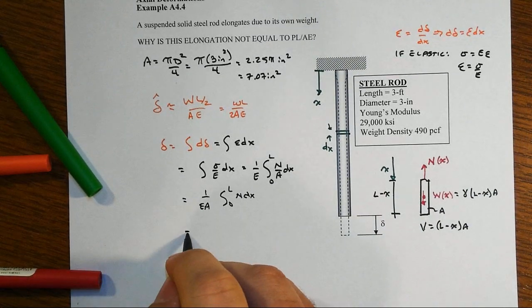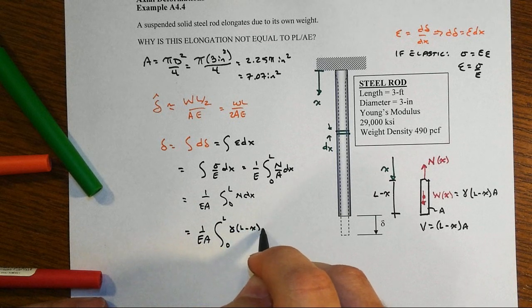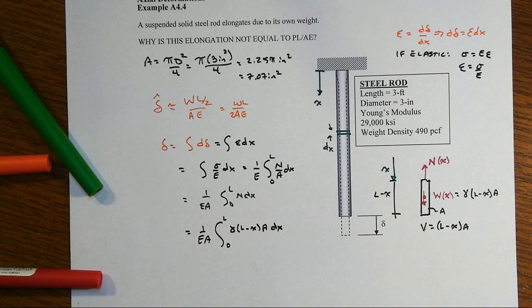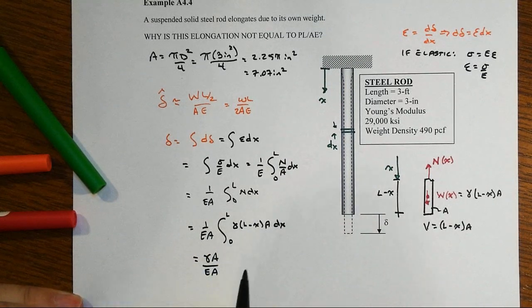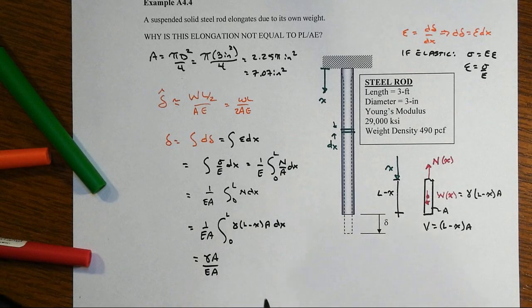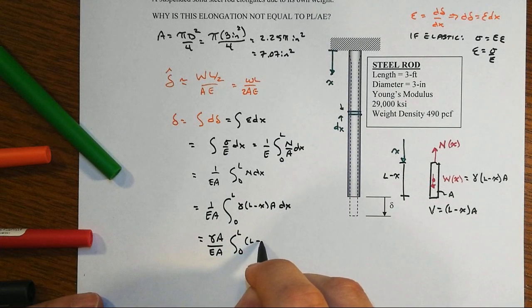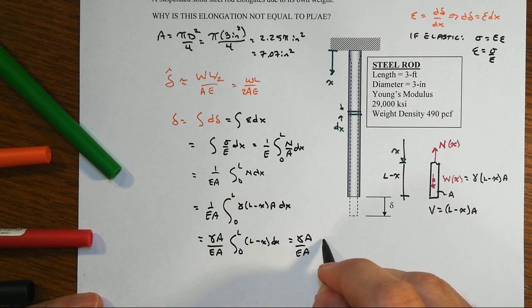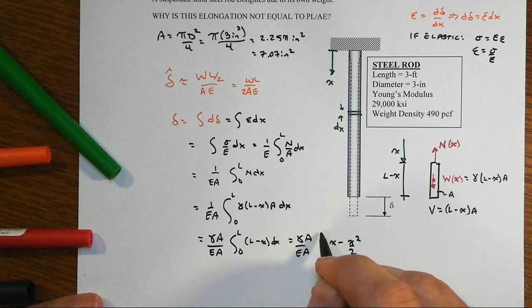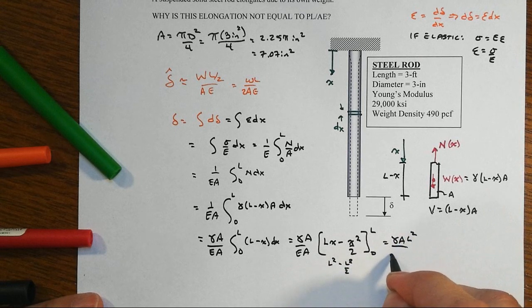And so now we've got 1 over EA, integral from 0 to L, of gamma times L minus x times A times dx. Well, gamma and A are constant, so we get gamma A coming out. We have EA here. I don't want to cancel that out just yet, for a reason that will become more apparent at the end. We could, though, if we really want to simplify. And we'll have the integral from 0 to L of L minus x times dx. And so gamma A over EA, and now we get to see me integrate. That will be Lx minus x squared over 2, integrated from 0 to L. The 0 will go out. That's nice. We'll have an L squared minus L squared over 2, which will ultimately be gamma A L squared over 2AE.